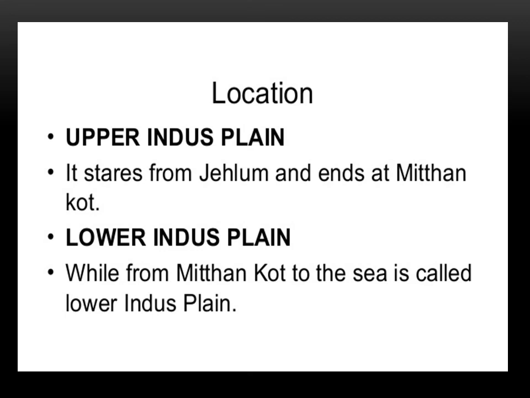into two areas. The Upper Indus Plain starts from Jhelum and ends at Mithankot. Mithankot is the area where all the rivers join each other, like all five rivers join the Indus River. That is the area of Mithankot. Till Mithankot, it is known as the Upper Indus Plain. And from Mithankot to the sea, it is called the Lower Indus Plain.